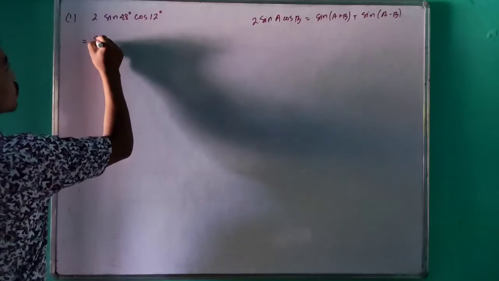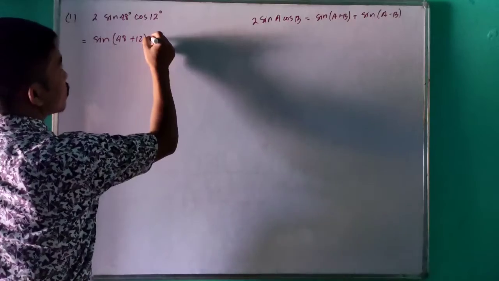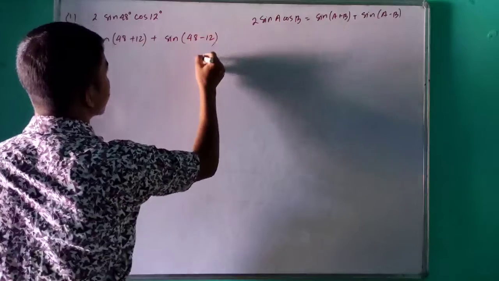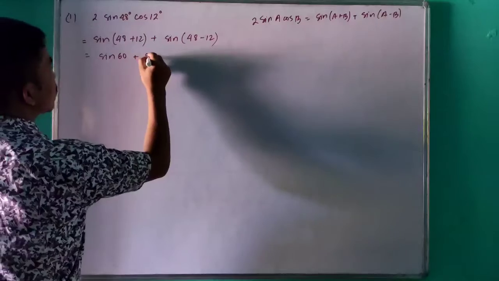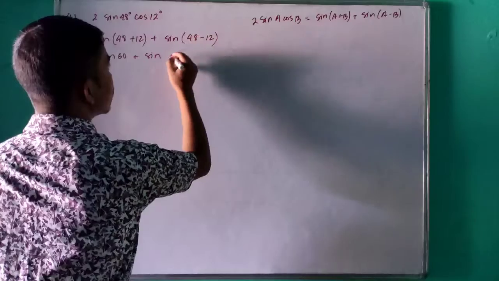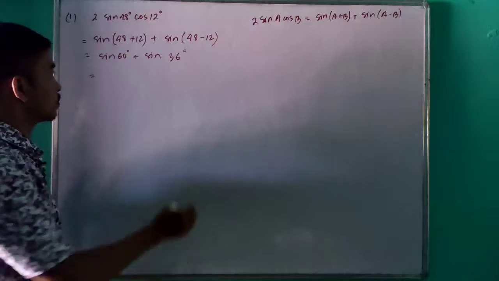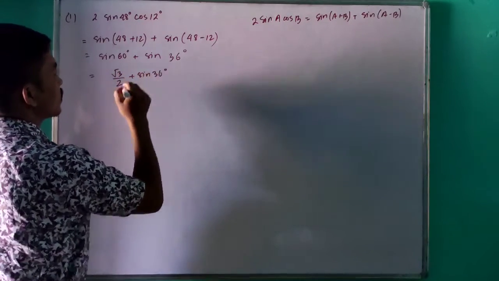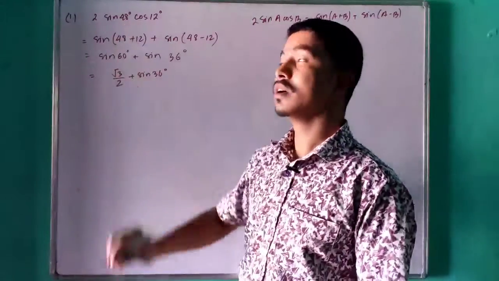I can write this as sine of a, where a here is 48 plus 12, plus sine of, again, 48 minus 12. So sine 48 plus 12 will give me sine of 60, plus sine of 48 minus 12, which is 36 degrees. Or you can replace the value of sine 60, that is root 3 divided by 2, plus sine of 36 degrees. Okay, so this is how we can convert the product into the sum.